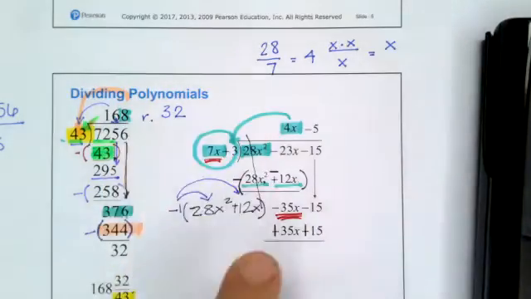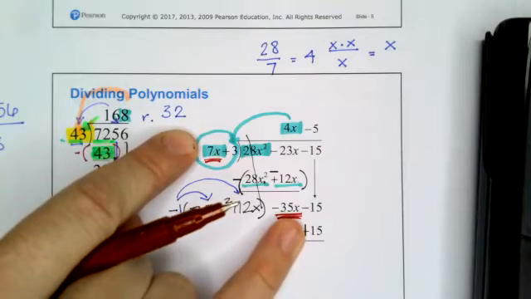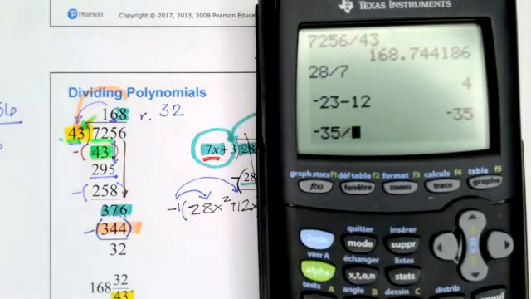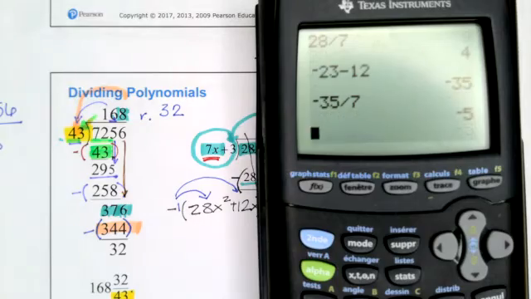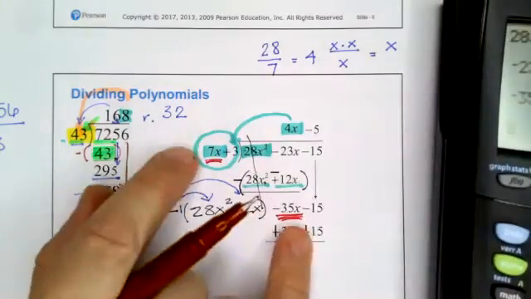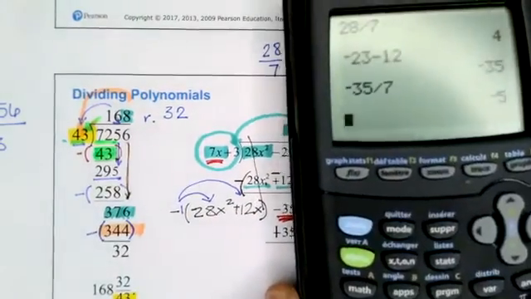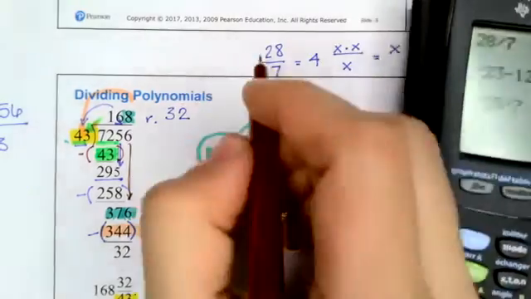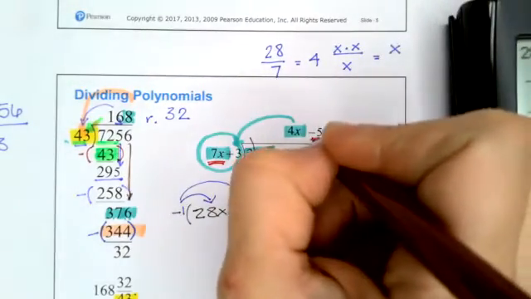You don't need to worry about the 3. You're just looking at the first terms. A negative 35. How many times does 7 go into negative 35? Oh, it happens to be negative 5, right? And they both have an x. So 7x times negative 5 is going to give me exactly negative 35x. So I'm going to write that negative 5 up here.